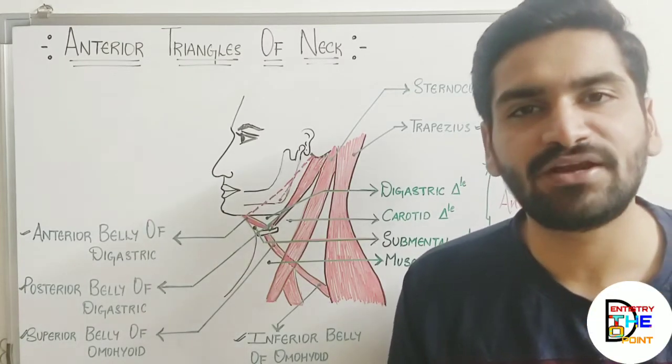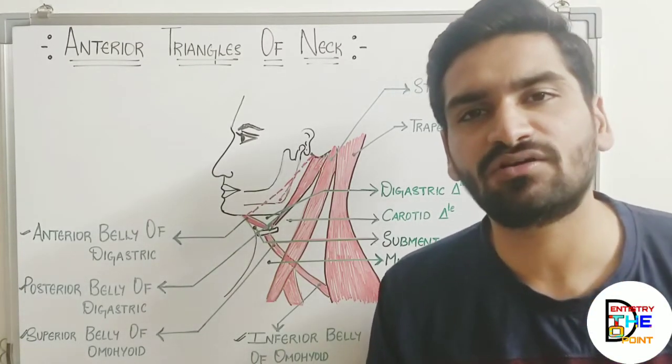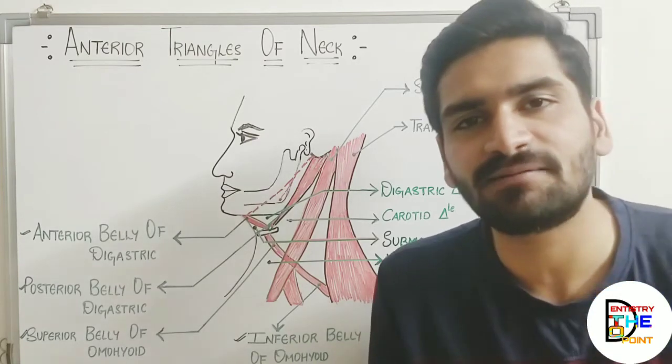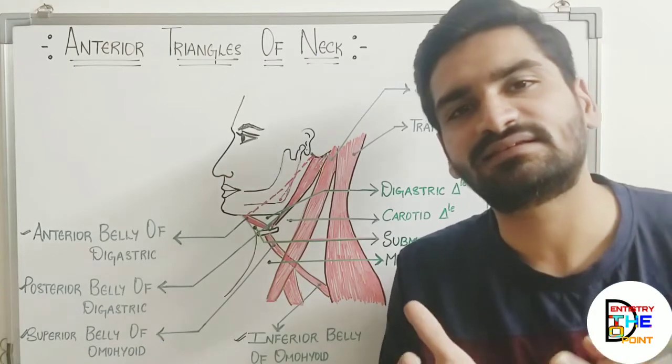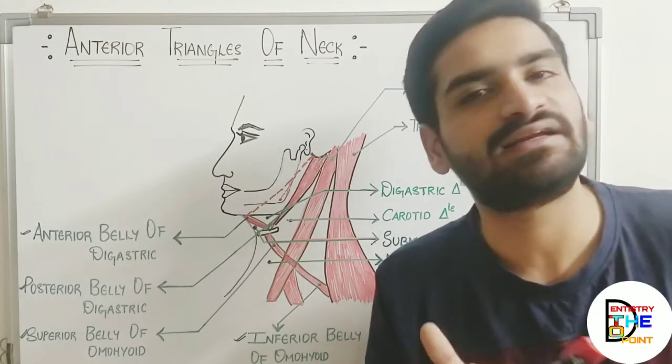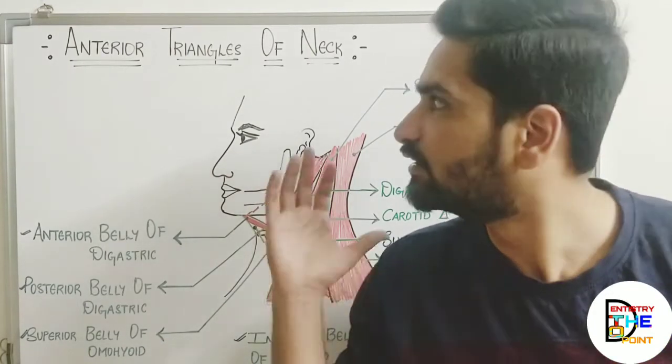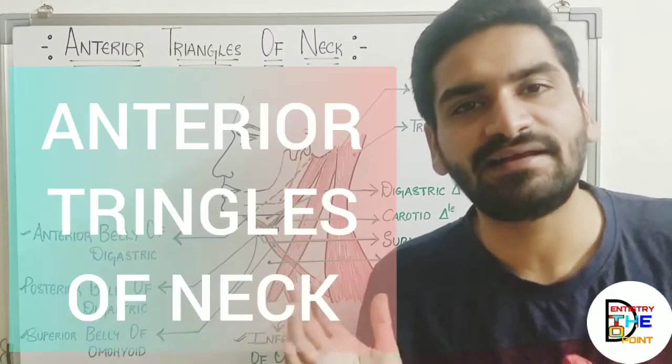So in our previous video we discussed the otic ganglion. Hope you guys have understood the concept and all the connections with the other anatomical parts, that is the sensory supply, motor supply, sympathetic and parasympathetic supply. Today's topic for our discussion is the anterior triangles of the neck.